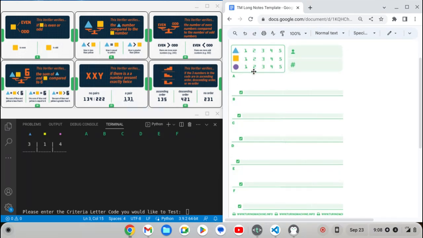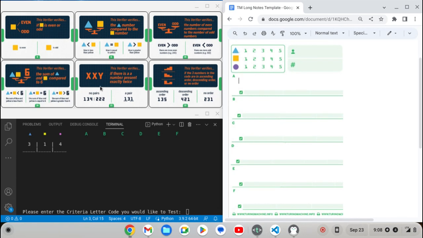Criteria card D again looks at our first 2 digits, triangle and square, but this time it'll add them together and compare that sum to the number 6. So should the sum be less than 6? Should it be equal to 6? Or should the sum be greater than 6?